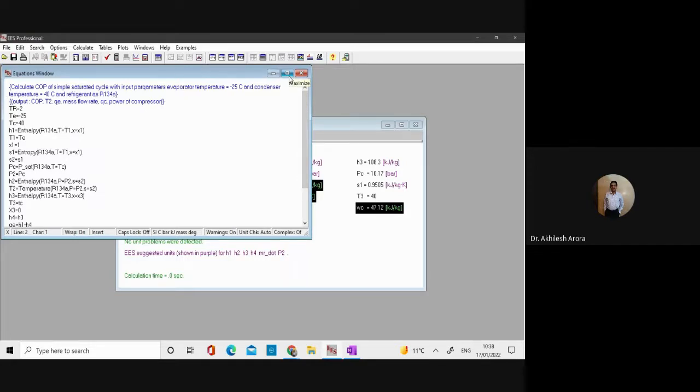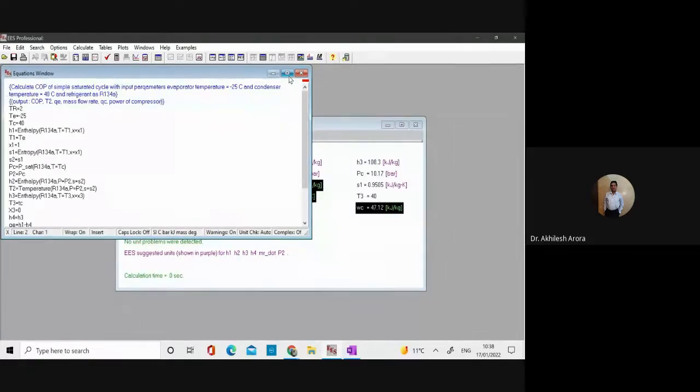Now one more thing I would like to tell you. This is the program which I have made. Now I will tell you how we can go further. For example, if we have to plot a graph of how the COP varies with the evaporator temperature. For example, if evaporator temperature increases, what should happen to COP?